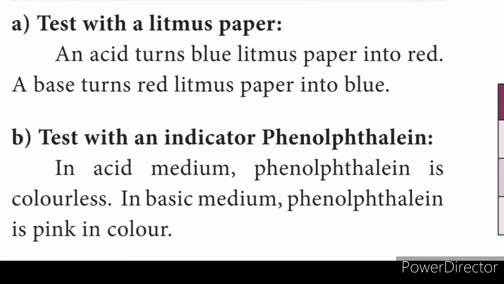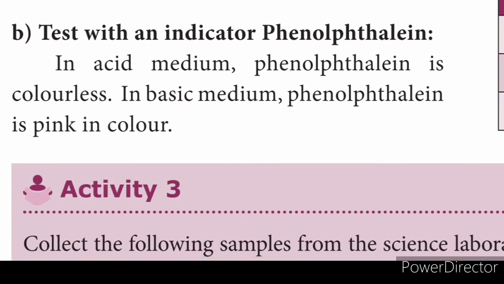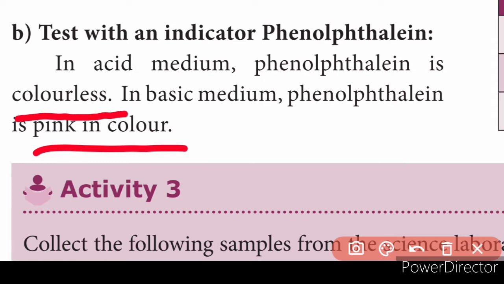Then the test with an indicator, phenolphthalein. Phenolphthalein is an indicator which is dark pink in color. In acid medium, phenolphthalein is colorless, it doesn't give any color, whereas in basic medium, phenolphthalein is pink in color. When you combine phenolphthalein with a base, it will give you pink color. Is that clear about these two tests?